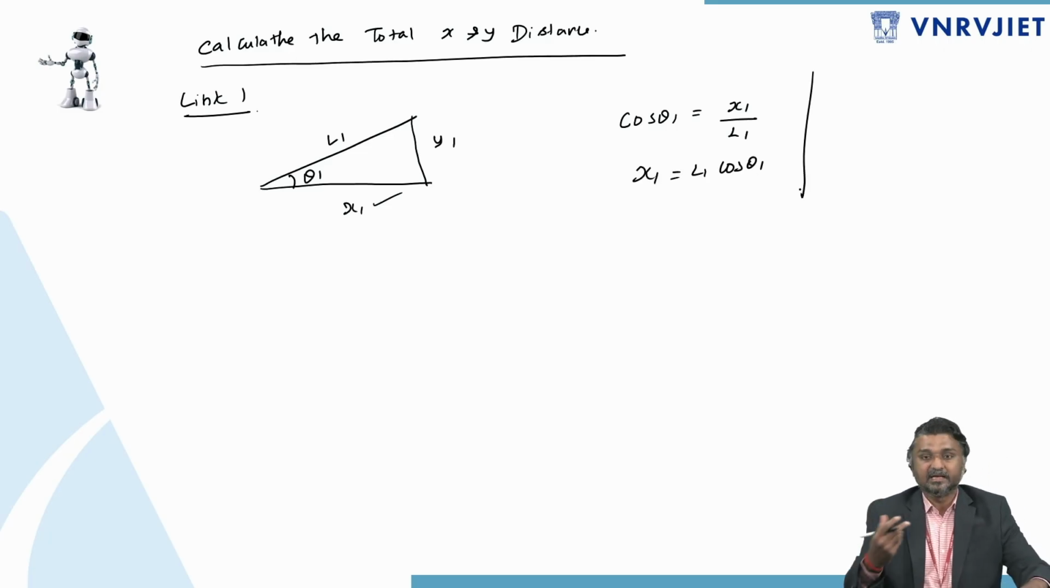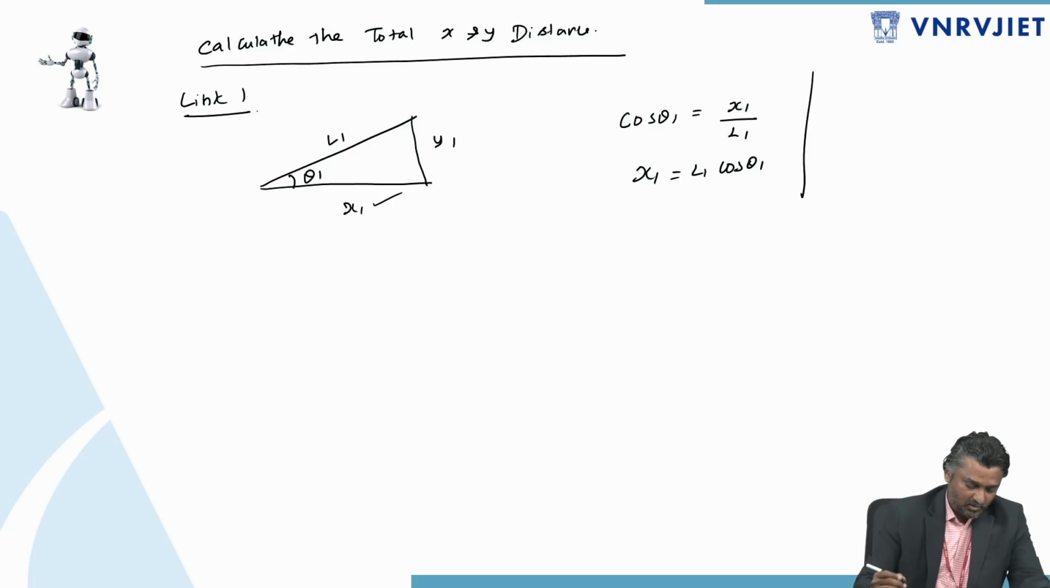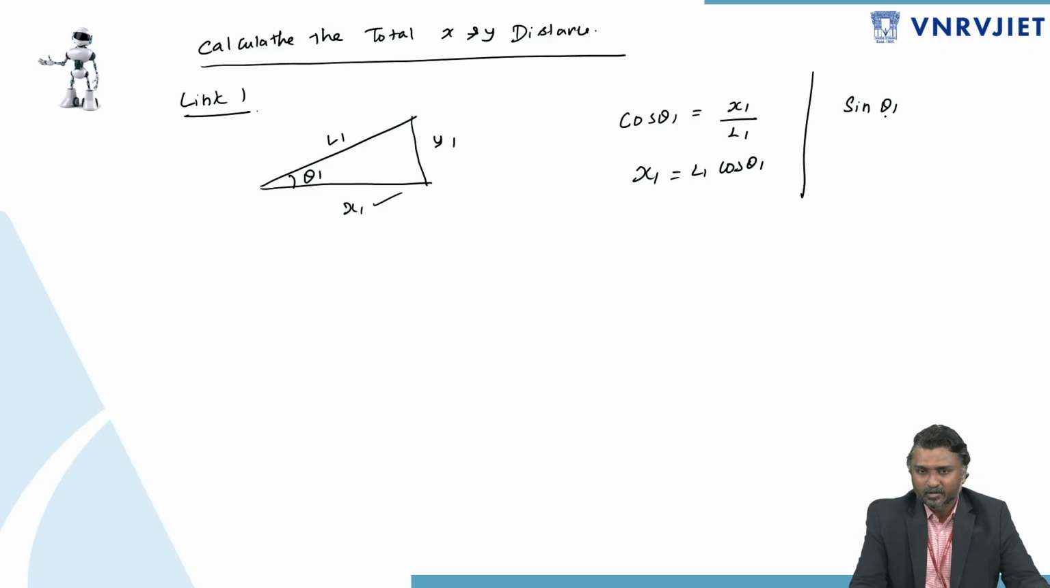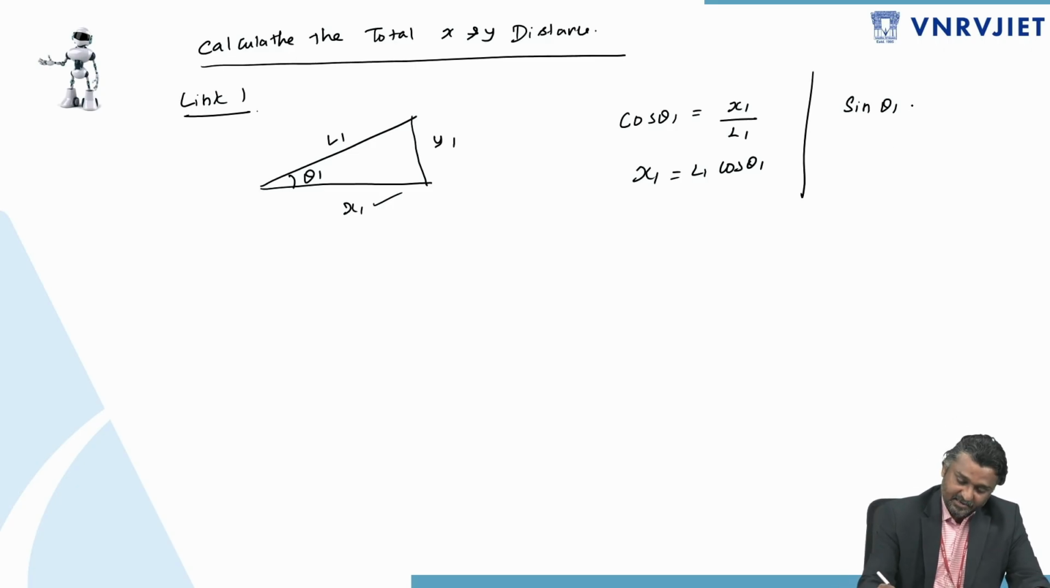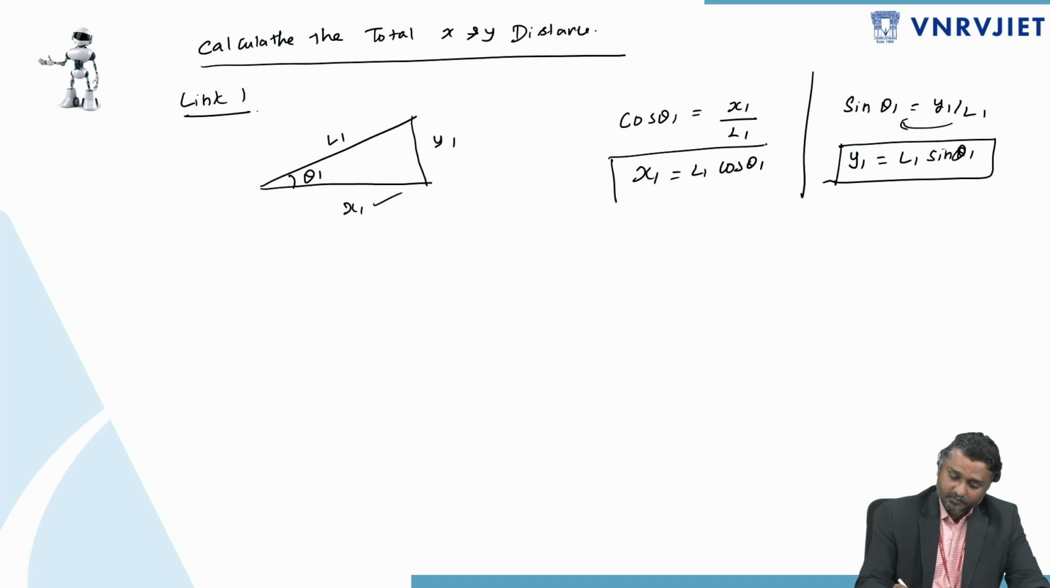So when you are considering the x-axis, you have to mention the terms in cos theta, and when you are considering the y-axis, you have to mention the angle in sin theta. In the y-axis, sin theta 1, where theta 1 is the angle of link 1, is equal to y1 by L1. So y1 is equal to L1 sin theta 1. So this is my link 1 x distance and y distance.